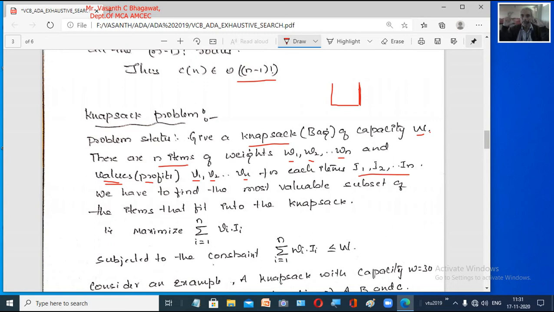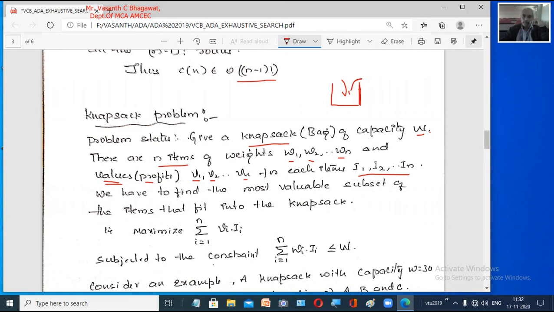That means you can put the items in this bag, but the total weight should be at most W, not more than that, because if you put more weight you cannot carry it. That is one of the constraints. Next, every item's weight is given, and for each item a profit is given.